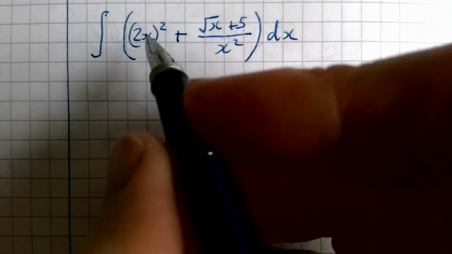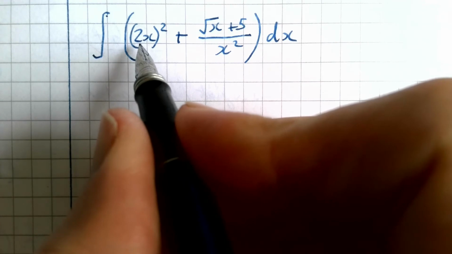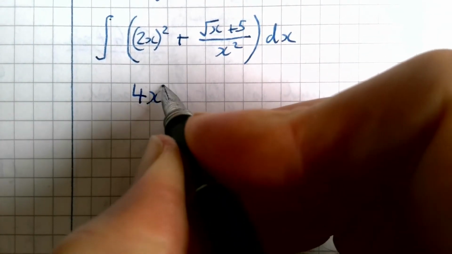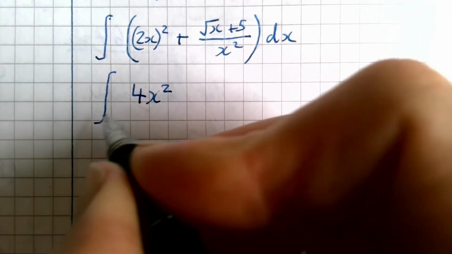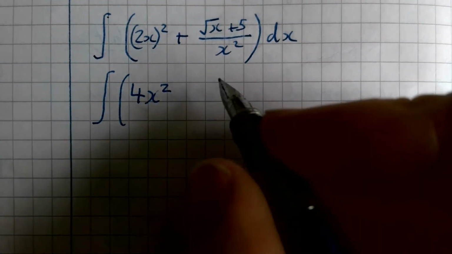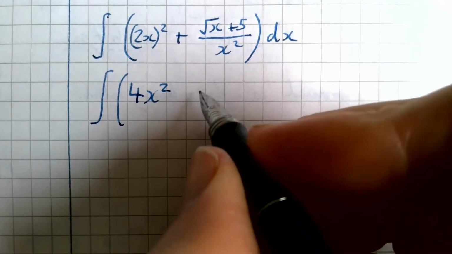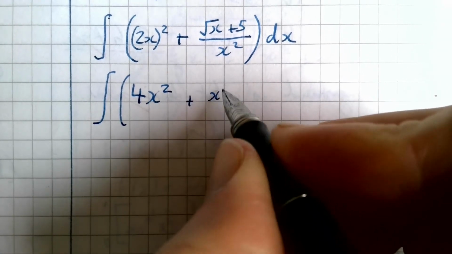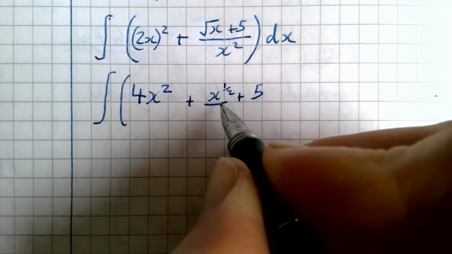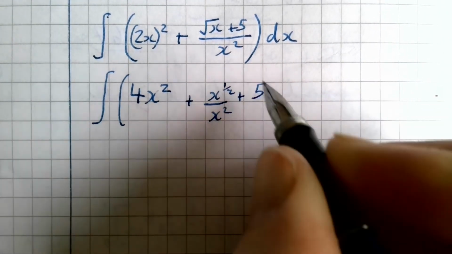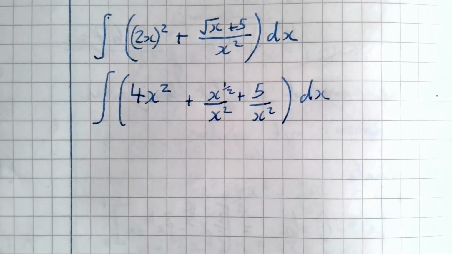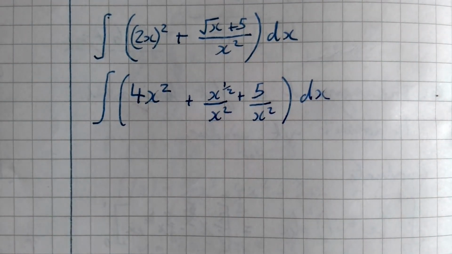So what you should have done, hopefully, we start by, if we expand this little bracket, 2x times 2x is 4x squared. And over here we're going to have x to the power half plus 5. Now if we split the denominator under both of them, that gets us to that. We can consider them both separately.